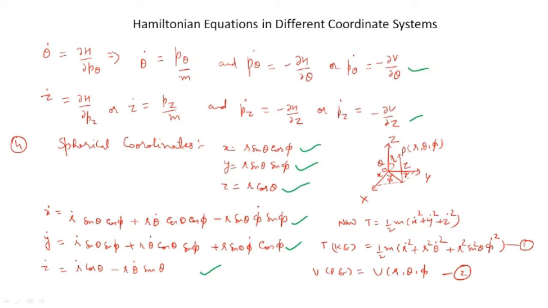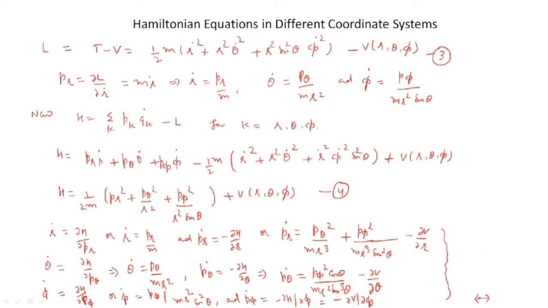If we put the value of ẋ, ẏ and ż from here, then we can find kinetic energy in spherical polar coordinates as 1 by 2 m (ṙ² + r²θ̇² + r² sin²θ φ̇²). Let us say it is equation number 1. Now potential energy is a function of the Cartesian coordinates, so in terms of the spherical polar coordinates, we can write it as V(r, θ, φ). Let us say it is equation number 2. Now Lagrangian of a dynamical system is defined as T minus V. So we will put the value of T and V, and let us say it is equation number 3.